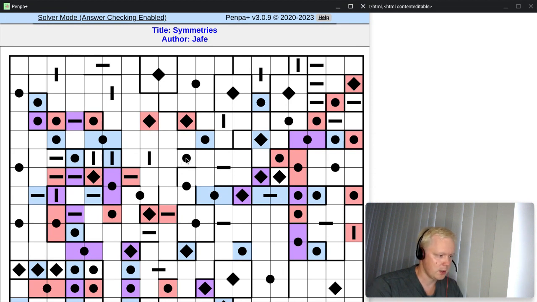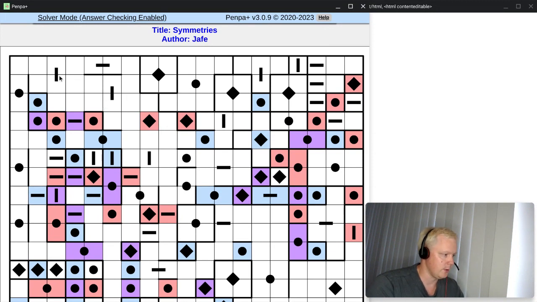Could it be part of this dot here? The counterpart of it would be here, this cell, and that is not available. So it's not part of this dot. But it could still be part of this one. The counterpart of this cell would be here, and that is available. So we could have this shape, for example, for this vertical line. So we don't know yet about this cell.